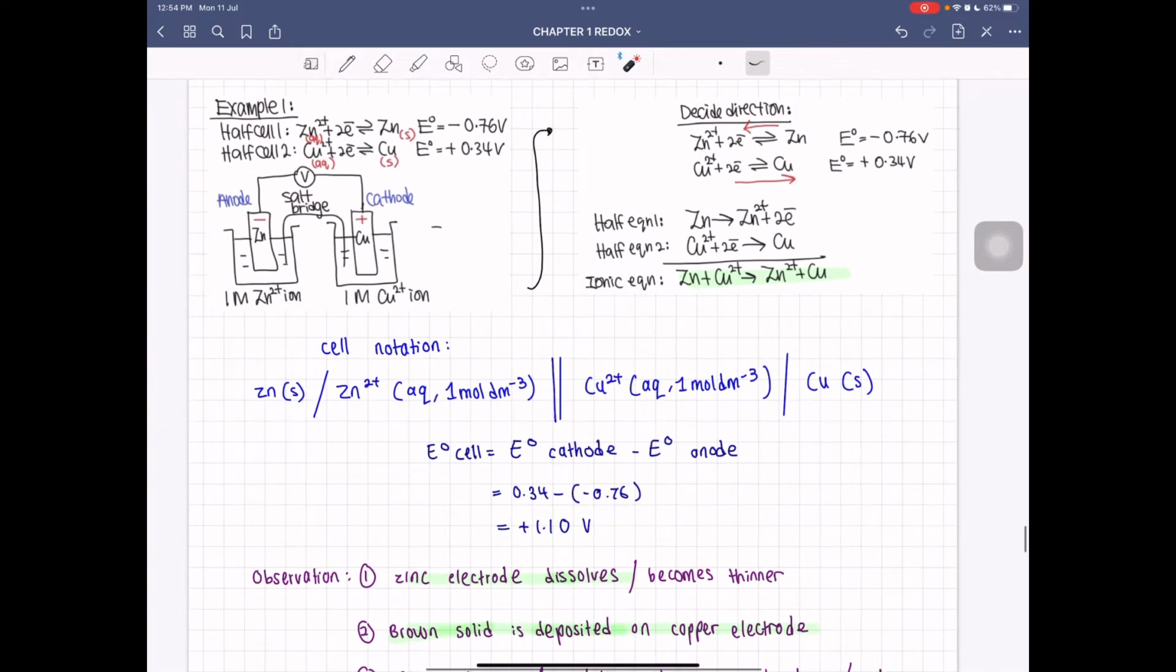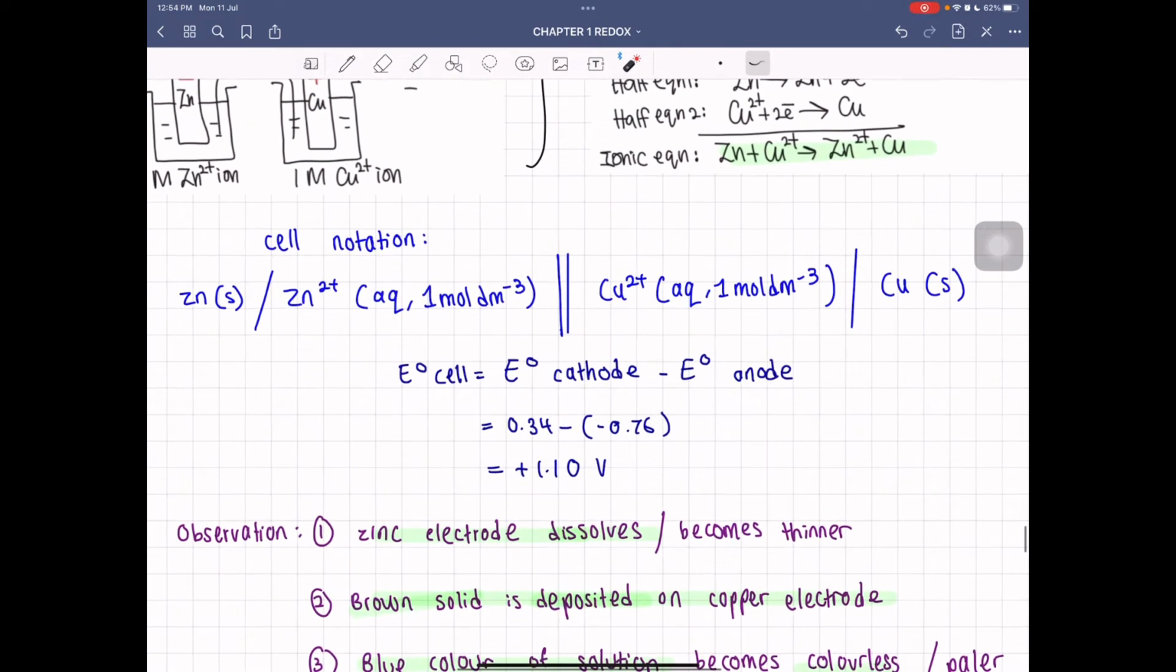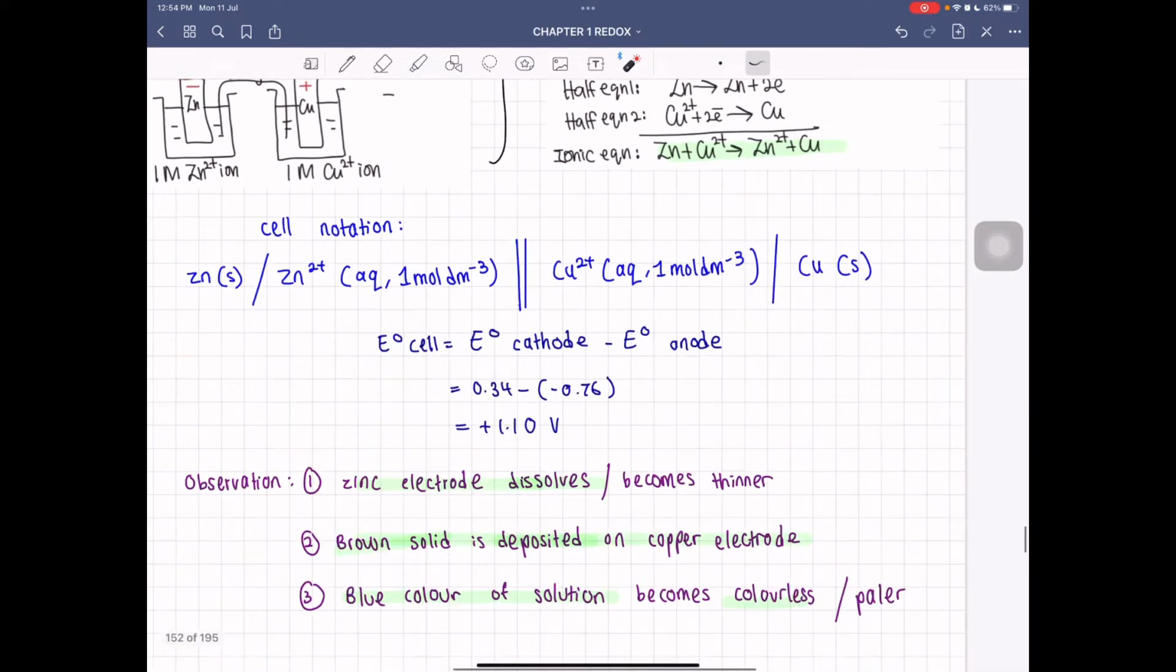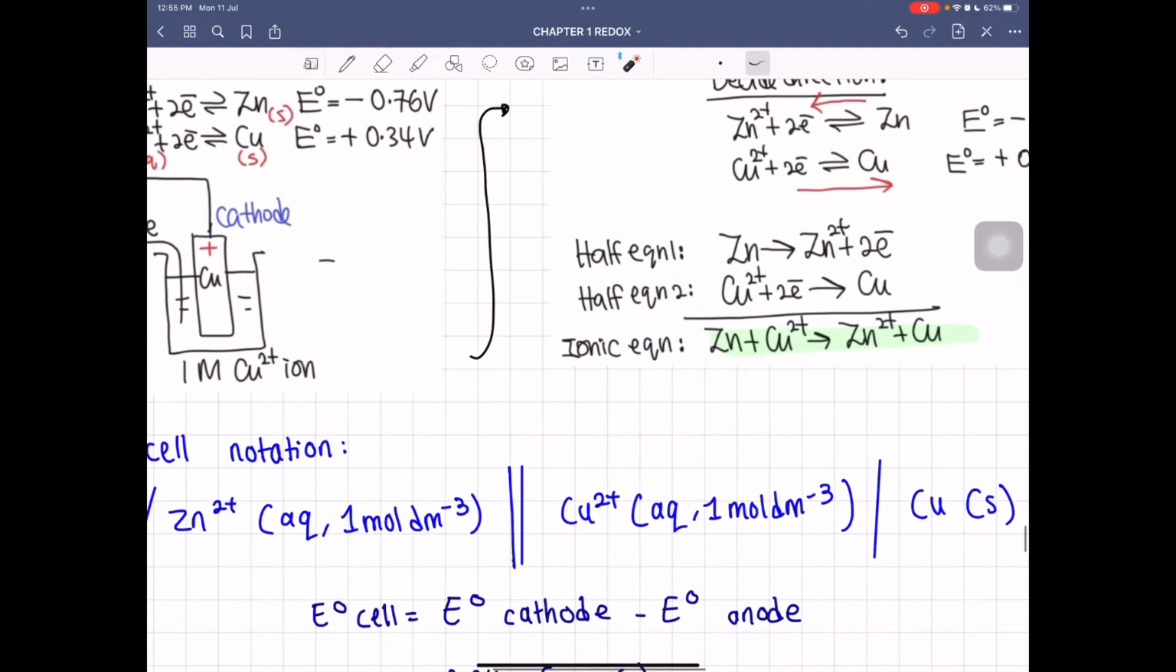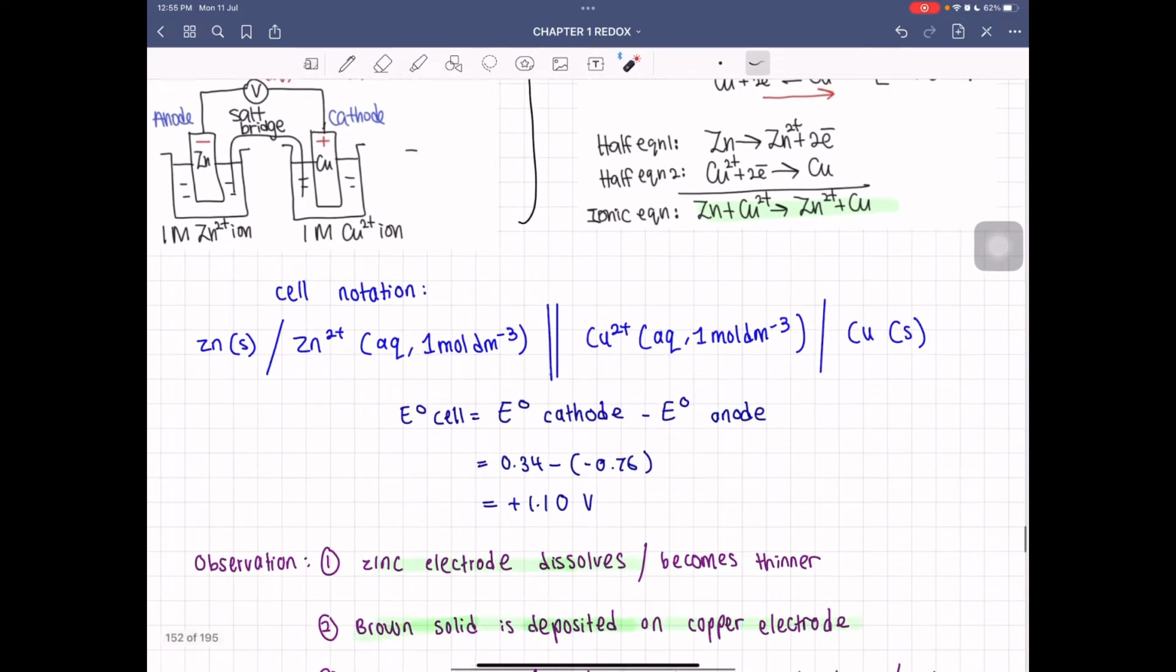Then you need to calculate your E-naught cell value. So E-naught cell value is E-naught cathode minus E-naught anode. So once you've done it, you get your answer. This indicates the voltage value of the E-naught cell. And some observations: the zinc atom, because it has donated electrons, starts to dissolve. So the zinc electrode will dissolve, whereas the copper 2+ from the solution turns into solid copper.